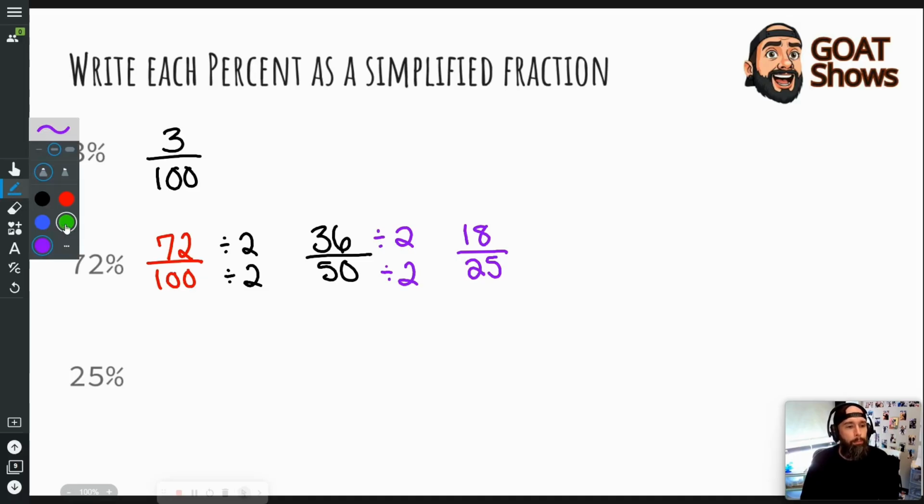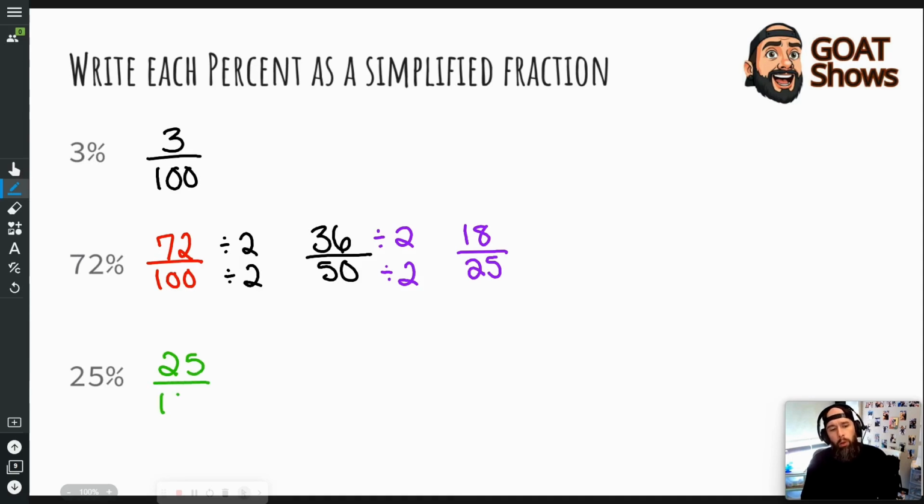How about 25%? Well, 25% is 25 over 100. And you'll notice, those are both divisible by 5. But before we even do that, maybe you notice, those are both divisible by 25. So I'm going to divide the numerator and the denominator, both of them, by 25. Now, if you did this on your own and you divided them both by 5, you'll still get it as long as you divide it again by 5. But divided by 25, 25 divided by 25 is 1. And 100 divided by 25 is 4. So those are our 3 answers.